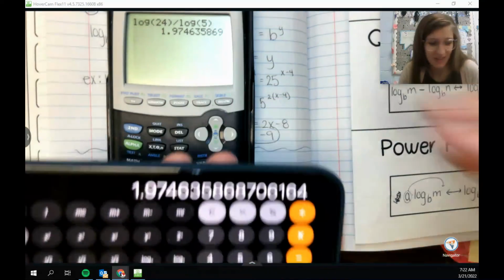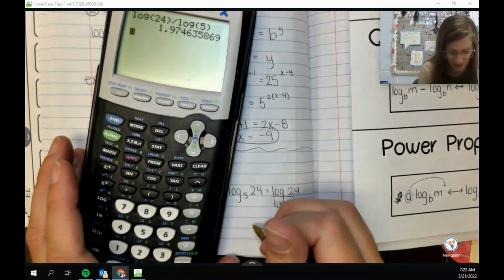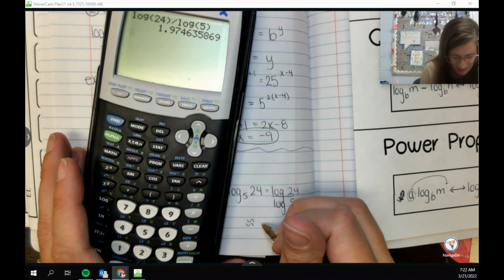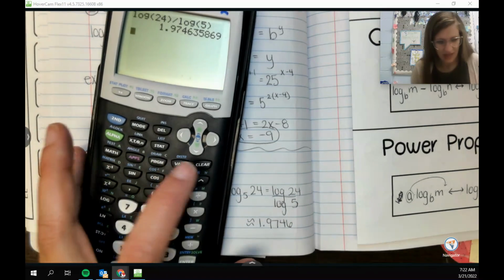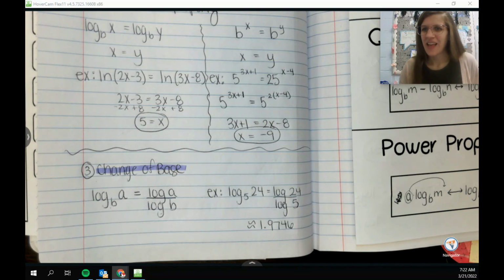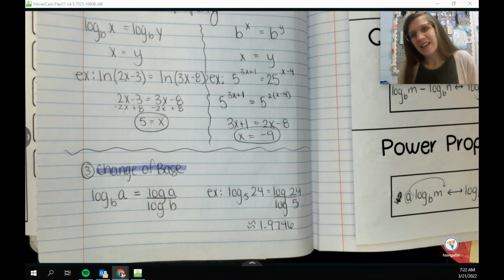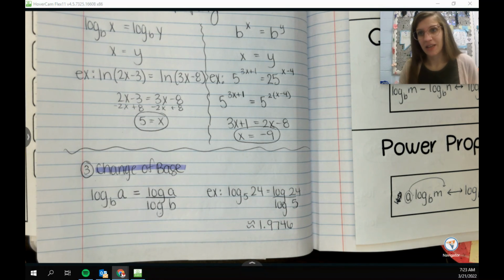And more decimal places. Suck it, TI. Sorry, don't listen to me, TI. You didn't hear anything. So this is approximately 1.9746. And there you go. So this is a necessary evil that we must know how to do, because sometimes when we're solving, we need a different log base, and our calculator can't do it. I'll see you on the next one.